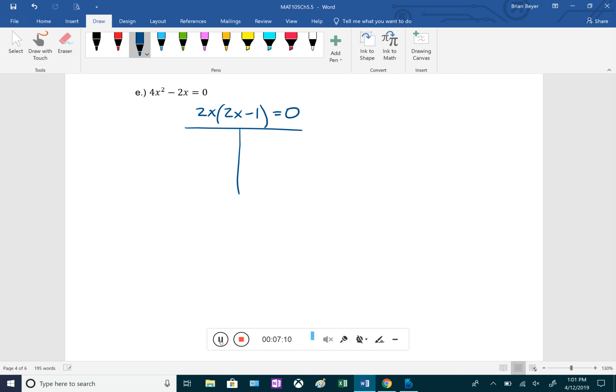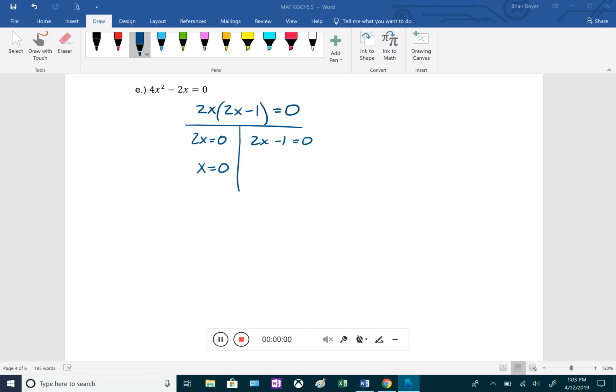So we set this up as either 2x equals 0 or 2x minus 1 equals 0. So zero product property. On the left-hand side, we divide by 2 on both sides. That gives us x equals 0 divided by 2, which is x equals 0. And on the right-hand side here, we're going to add 1 on both sides. So we get 2x equals 1. Divide both sides by 2, we get x equals 1/2. So our solution set is going to be x equals 0 and x equals 1/2.